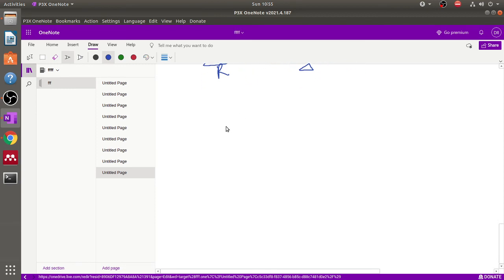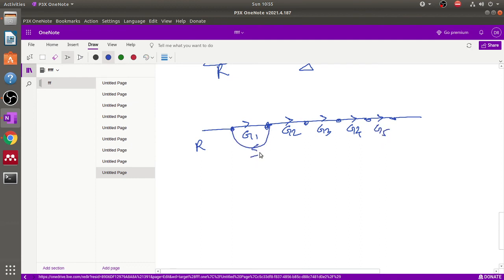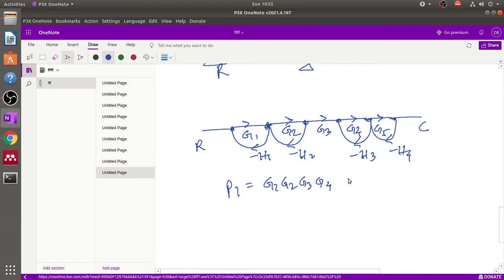Say for another example, R, these are the nodes. This is again G1, again G2, again G3, again G4, and G5, and the feedback is present here: minus H1, minus H2, minus H3 and minus H4. This is our C. Now here there is only one forward path, P1 equals G1, G2, G3, G4 and G5.